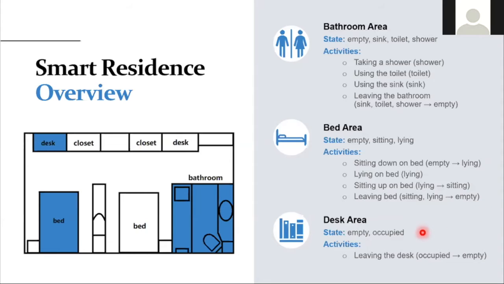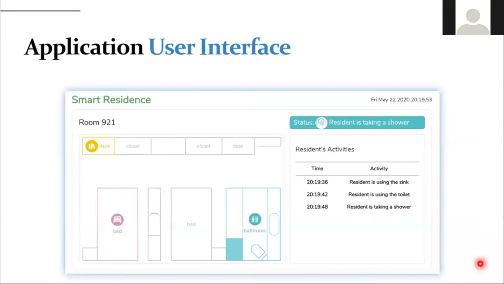For a desk area, only two states are defined, which are empty and occupied, and the activity is simply leaving the desk, which is recognized by the occupied state changing to the empty state. In order to show both the state of the room and the people's activity, the application UI includes an activity table that records the activities the resident does, and a status bar indicating the current state of the room, along with a display of the current occupying state of the room.